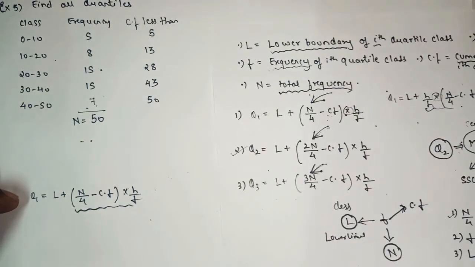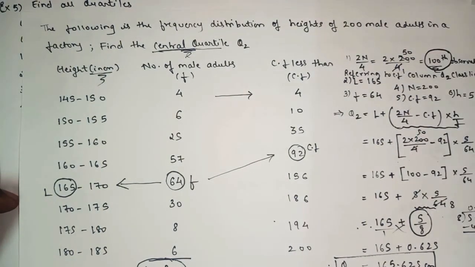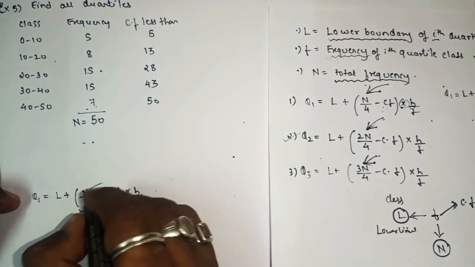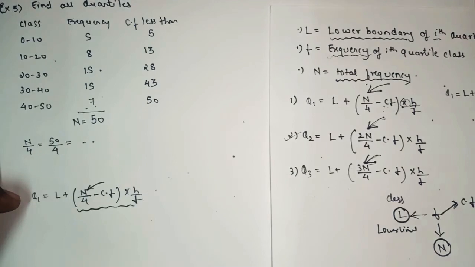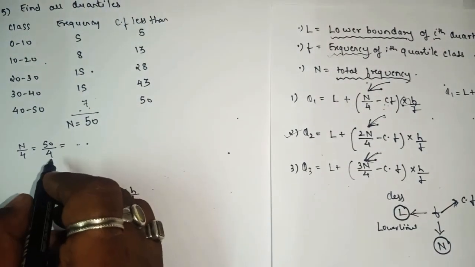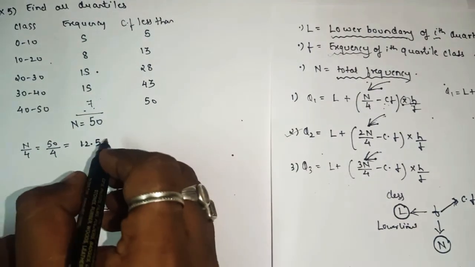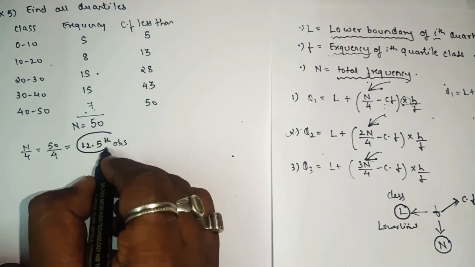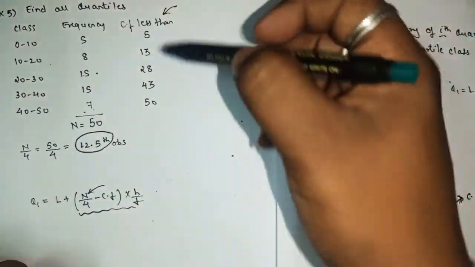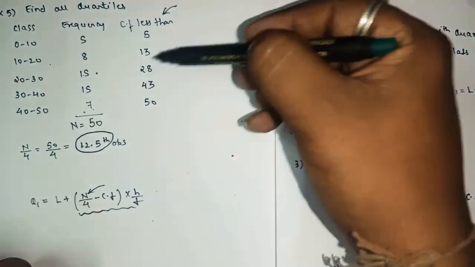Now, as we did in the last sum also, first I wrote the formula, then I took the N upon 4 part separately, because with the help of this only we got the rest of the answer. So here also we'll take this N upon 4 separately. What is the value of N? It is 50. So 50 divided by 4, here we will get 12.5. The 12.5th observation we can say. Now we have to check where this 12.5 lies in the cumulative frequency. In cumulative frequency, we have 5, then from 6 to 13, that means 12.5 will lie in the second row.